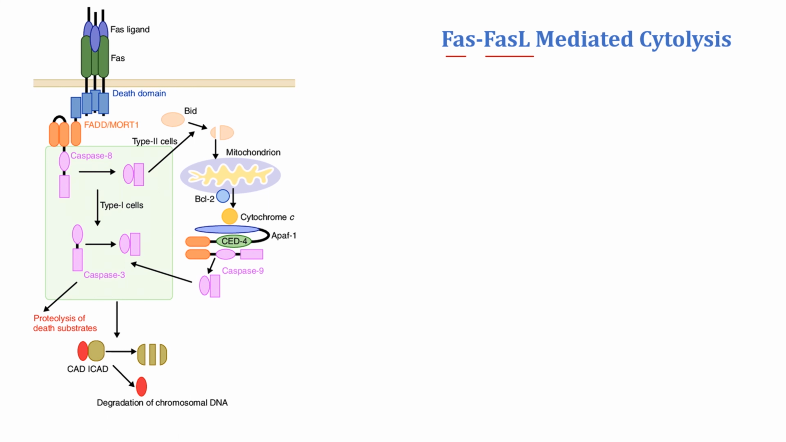Okay, so now the most important pathway, the Fas-FasL mediated cytolysis, in which first is the binding of FasL ligand with the Fas receptor. Fas ligand is present on natural killer cells or lymphocytes, okay, and Fas receptor is present on antigen presenting cells or cancerous cells. Okay, so first the Fas ligand binds to the Fas receptor.